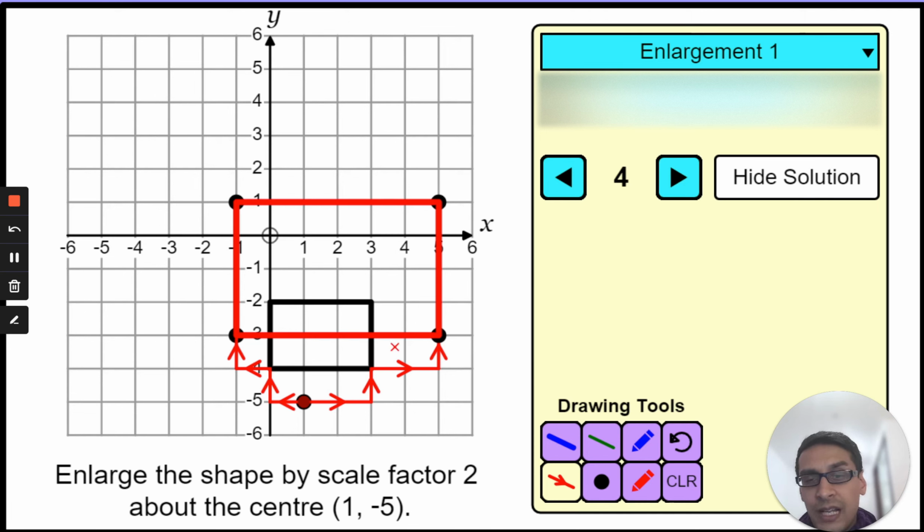Now, your shape can overlap the original shape. There's no problem with that. And in some cases, your center of enlargement might even be inside the shape.